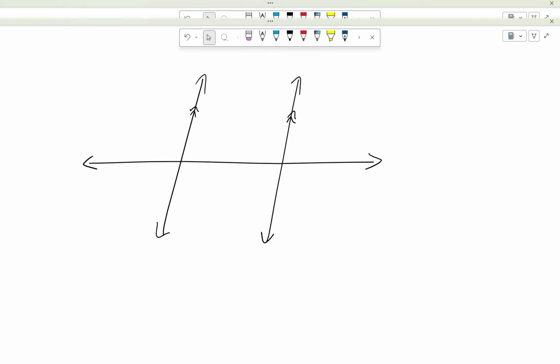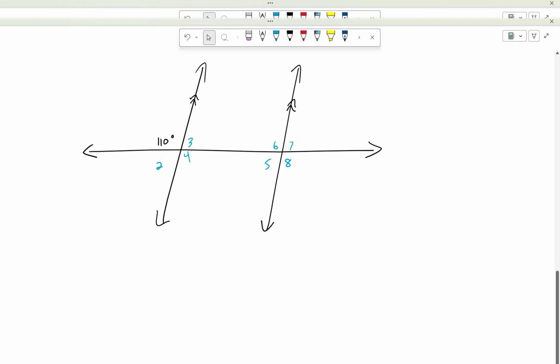Now I have this double arrow, which means still parallel. Okay. I have this angle, which is 110 degrees. And then I'm going to put a bunch of angle numbers here: 2, 3, 4, 5, 6, 7, and 8. Okay. Now let's define every single angle measurement that we have here, and we're going to relate it to other angles that we have. You guys ready?